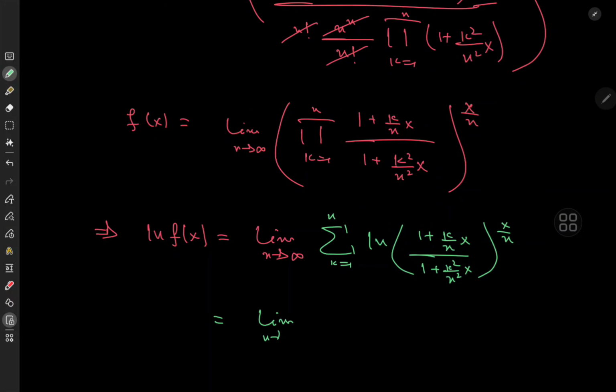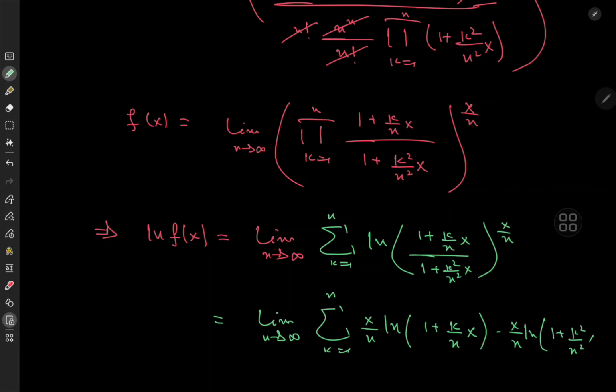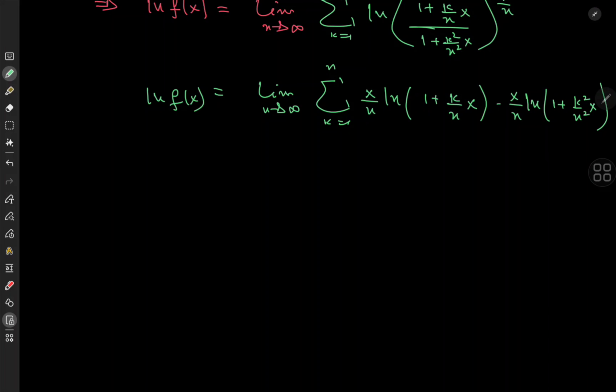This is the limit as n tends to infinity of the sum over k from 1 to n of x over n times the logarithm of 1 plus k over n x minus the logarithm, let me write this as x over n, just distribute the multiplication, log, that is, of 1 plus k squared over n squared times x. So what we've derived is now a Riemann sum, and I can make that even more evident by just factoring out the x out here. It's independent of n and k, so we can just take it out.